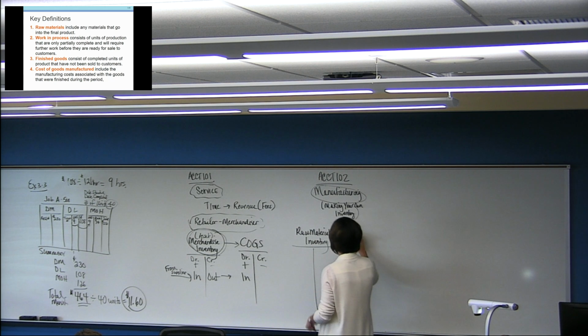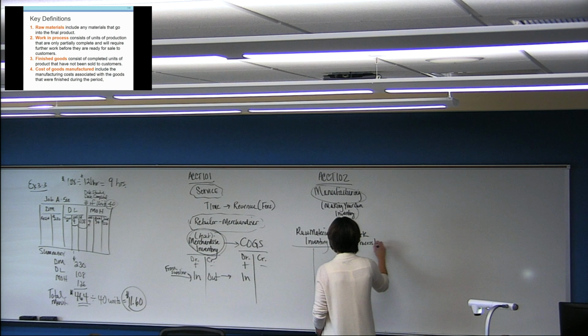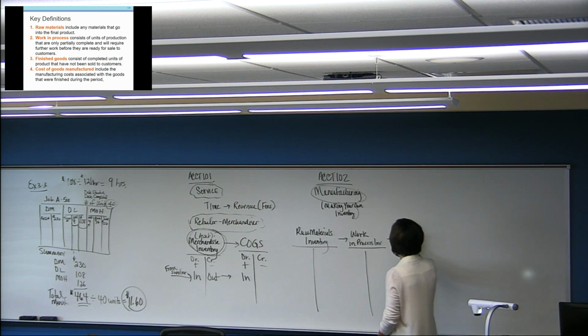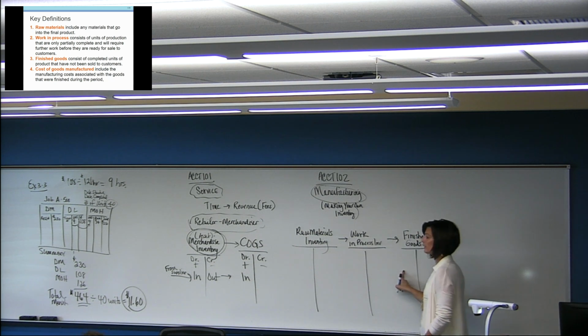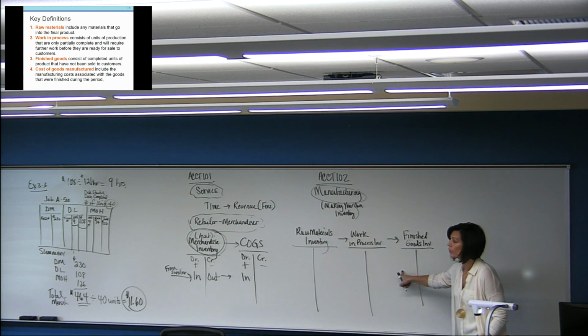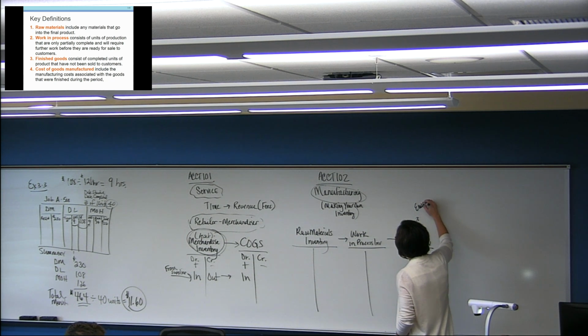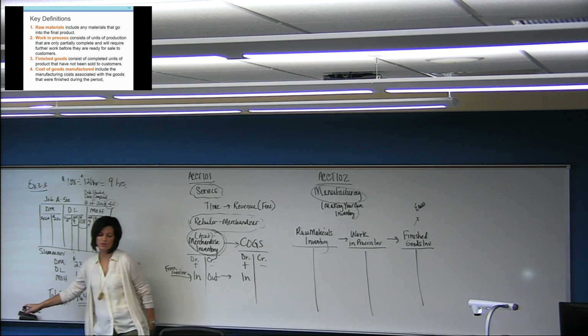We have a work in process account. So we call that work in process inventory. I'll explain what that is in a minute. And then we have something called finished goods. Okay? So finished goods inventory, listen carefully, is the equivalent to merchandise inventory. Hold on. It's the equivalent to the merchandise inventory account.